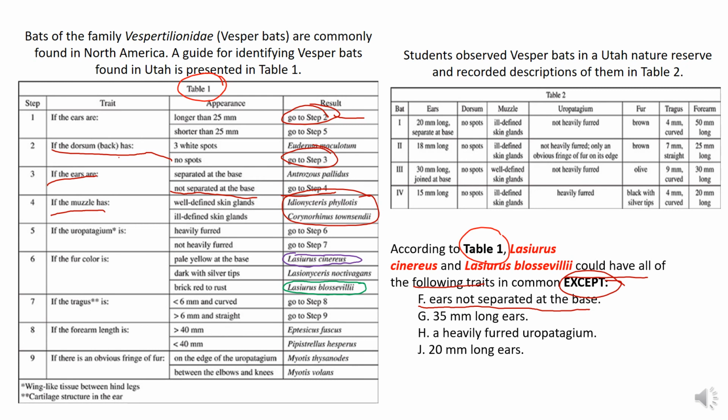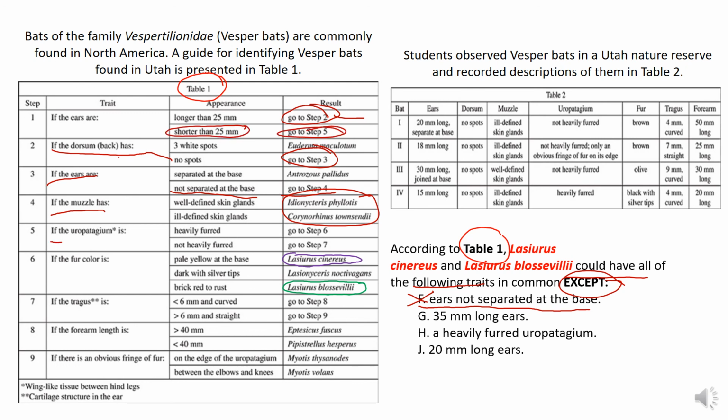So right now we realize that's not it. So now let's just jump to J. Well, this says 20 mm long ears, okay? So we're going to go here to where it says the ears are longer than 20, or less than. So we're going to go shorter. So we go to step 5.